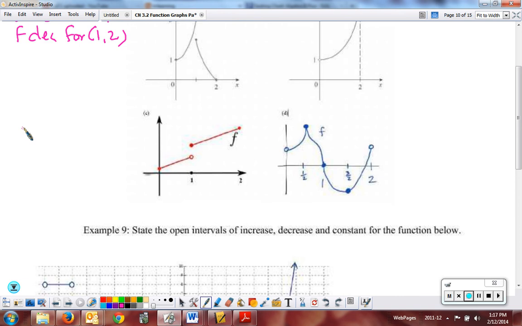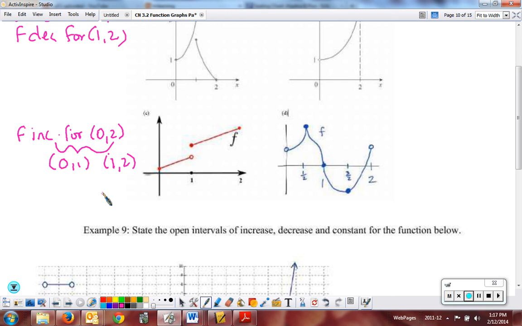What about this one? Do I have to break that one up? I actually don't. It increases and then increases again. Yeah, for this example, you could actually go 0 to 2. Increases for 0 to 2. However, it wouldn't necessarily be wrong for you to say it increases for 0 to 1 and increases for 1 to 2, because something weird is happening at 1. So they do sometimes break that up.